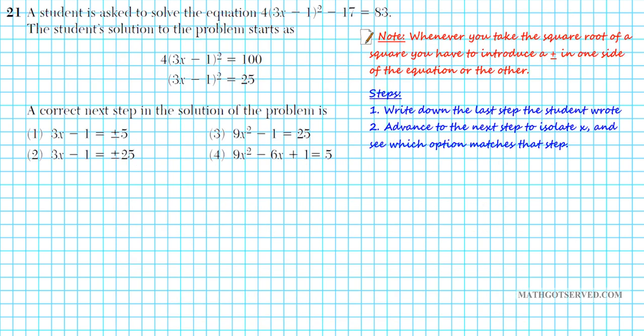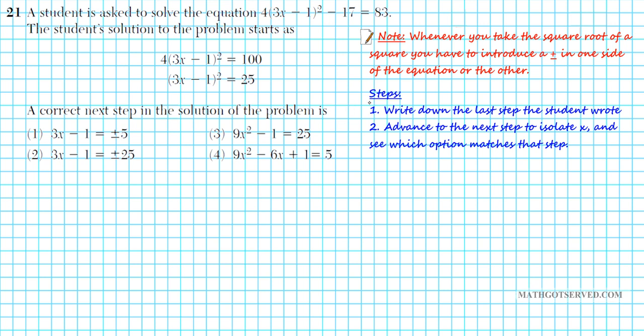All right, let's take a look at problem 21. It reads, a student is asked to solve the equation 4 times the quantity 3x minus 1 squared minus 17 equals 83. The student's solution starts as 4 times the quantity 3x minus 1 squared equals 100, and then the next step is the quantity 3x minus 1 squared equals 25. Obviously, the student divided both sides by 4. A correct next step in the solution of the problem is, so that's the question.